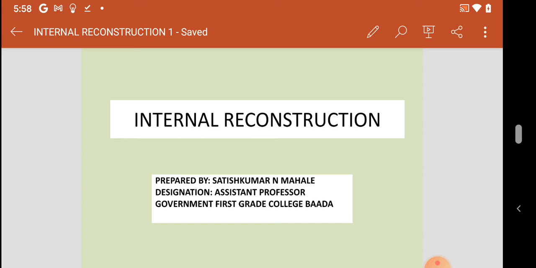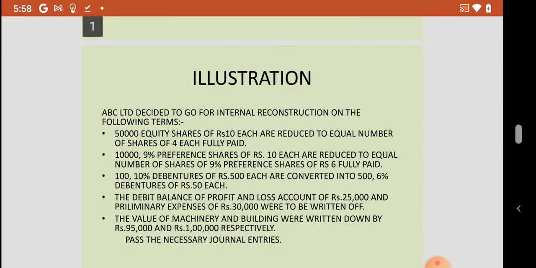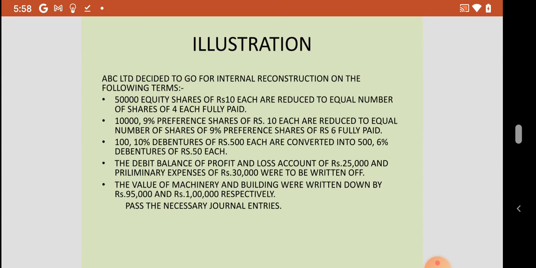In this video, we are going to understand problems relating to internal reconstruction, especially on reduction of capital. Let's directly go to the illustration. ABC Limited decided to go for internal reconstruction on the following terms.